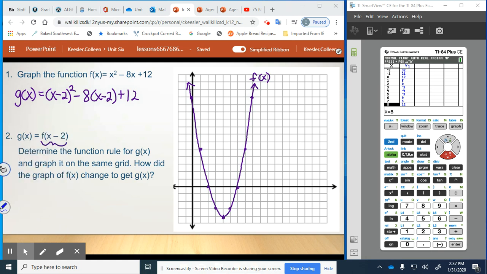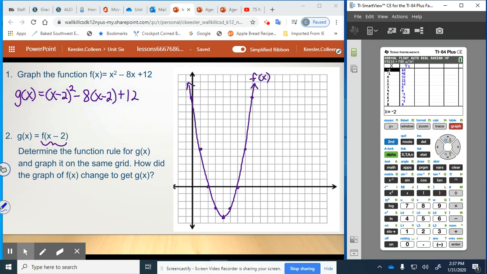That is fine. We can put that right in our calculator and pull up the graph or the table that goes along with it. So we're going to clear what's there, put in parentheses, x minus 2 all squared, plus, minus 8 times x minus 2, then plus 12. So it should look exactly like that in your calculator.